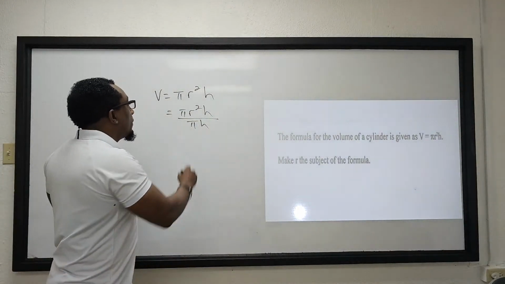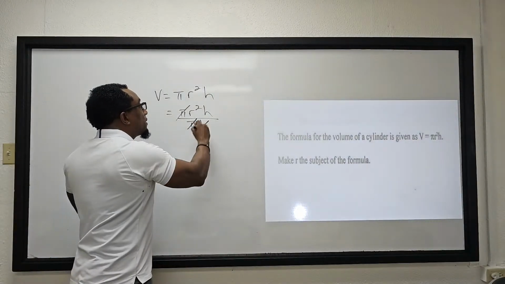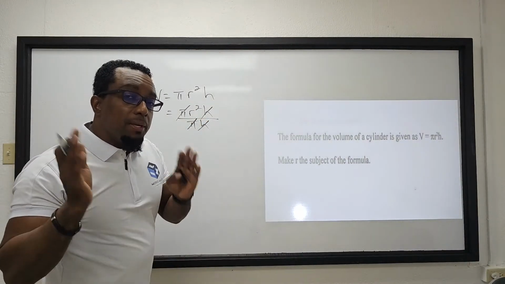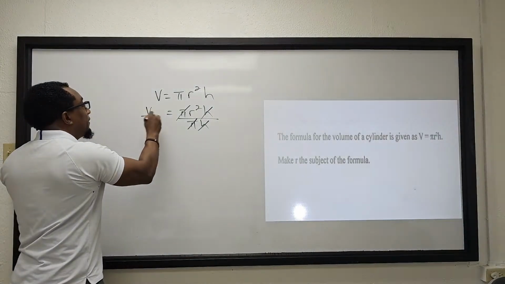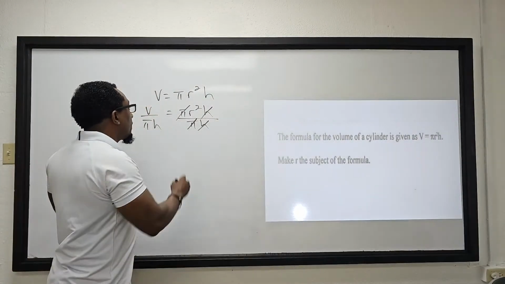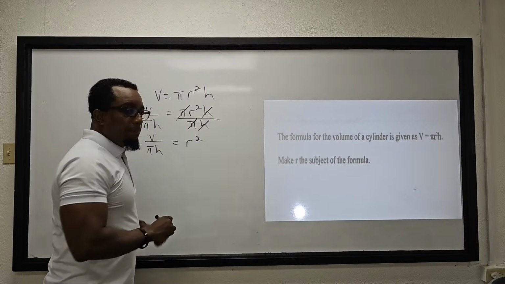So this is πr²h divided by πh. So my two π's will divide into each other to give 1. My two h's will divide into each other to give 1. And I'm going to get r² by itself. But what we do to one side, we must do to the other. So I must divide V by πh as well. So this becomes r² = V over πh.